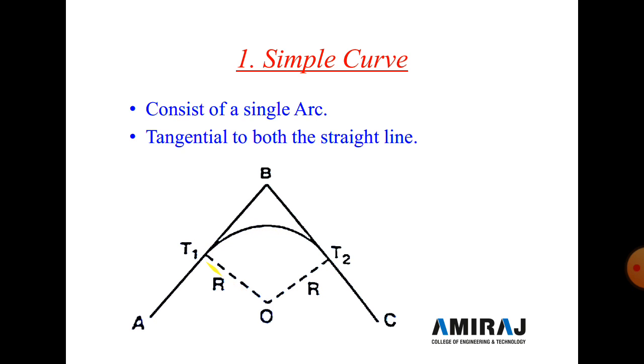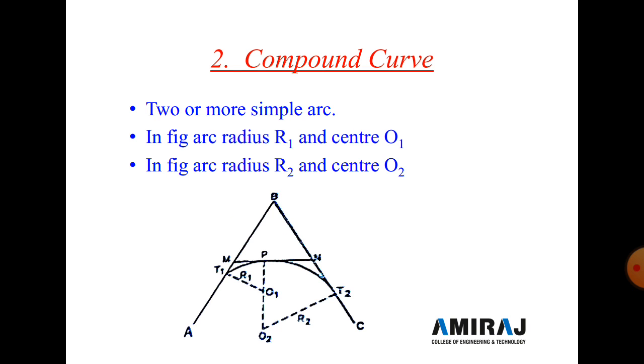Here the starting point of the curve is T1 and the end point of the curve is T2, R is the radius of the curvature, and O is the center point of the curve. So it consists of a single arc, T1 to T2. It is a simple circular curve, tangent to both straight lines. Here AB and BC, both straight lines, are tangent to the curve. Both lines are tangent to the main straight line, and we change the direction and turn from T1 to T2.